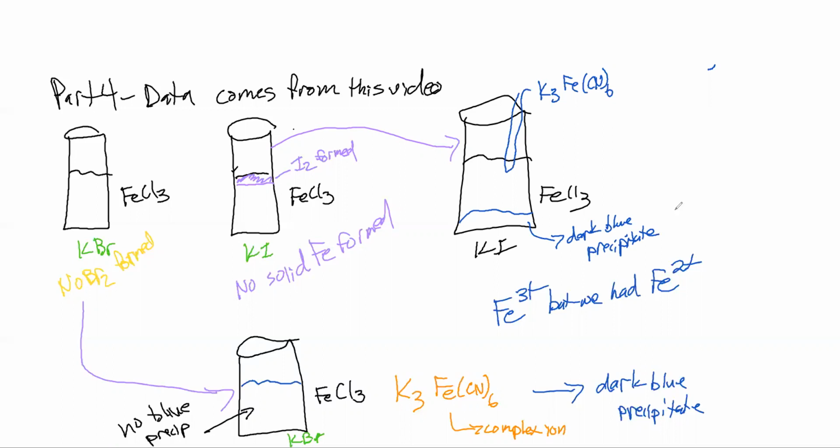Okay, so that brings us through part 4. And so the last part that we have is part 5. Now, part 5 is going to be the reaction of our halogens with water.